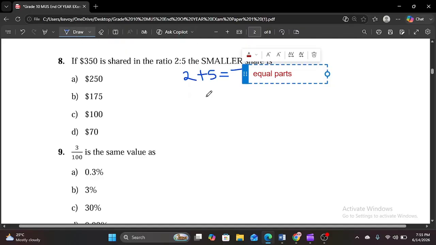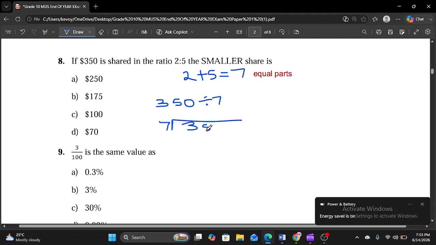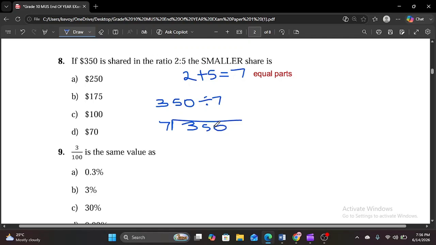That means I would have to divide 350 by 7 in order to know how much would be in each equal part. If I share 350 into 7 equal parts, I would have to divide it by 7. So that's going to be 350 divided by 7.